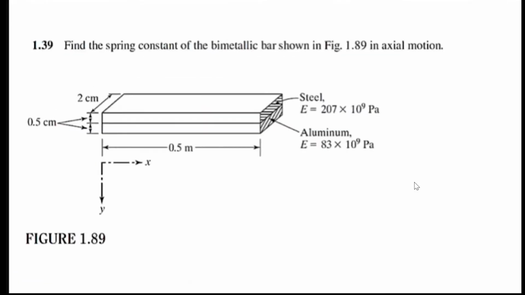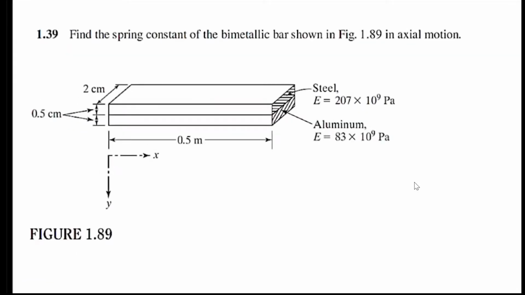Asked us to find, wait, I'm going to zoom in. So find the spring constant of the bimetallic bar. Okay, they want us to find the spring constant of this whole bimetallic bar. But we know that these two are made of different materials. The upper bar is made of steel and the lower bar is made of aluminium.